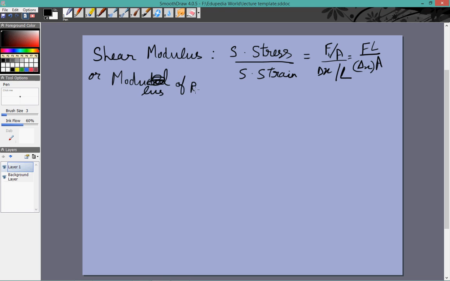Modulus of rigidity or torsional modulus.